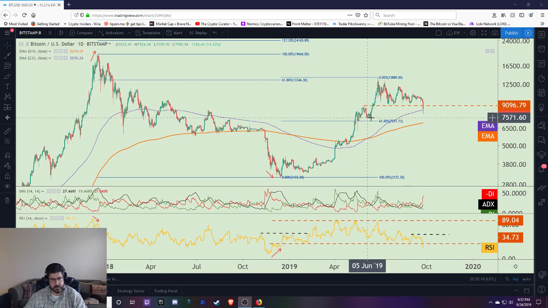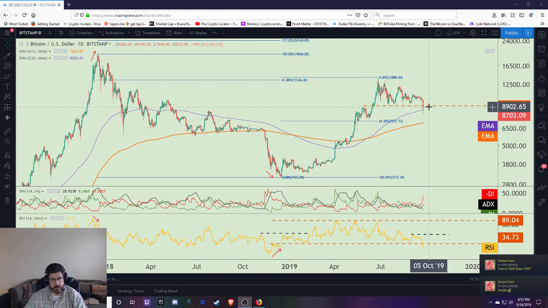Since we're in this area of a little bit of support, I think we can possibly break down even further into the 7,200, or pretty close to the 610 moving average. So that's the area I'm looking at. Or if we break back above this 9,100 with a momentum flip.